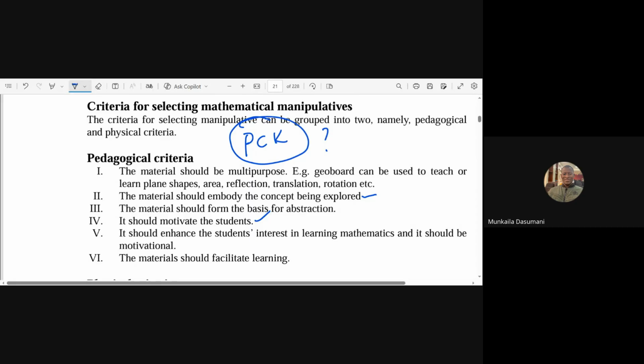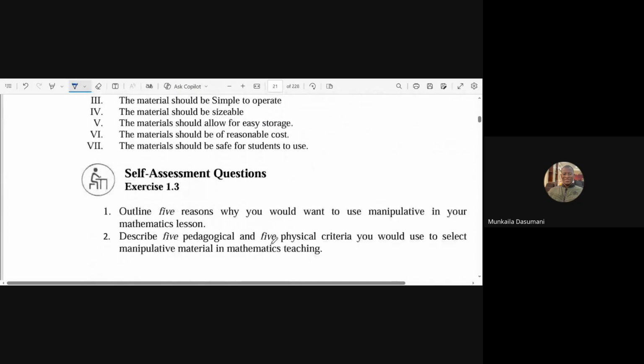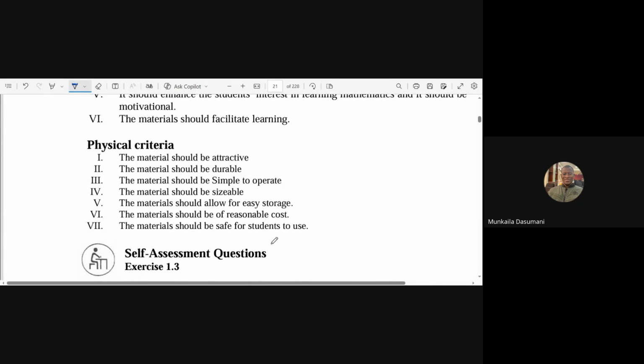And the materials should facilitate learning. It should facilitate learning. That should improve learning, because the goal is to improve learning. Now, you buy or you purchase an expensive one, or the school buys it for you, you waste time to prepare as a teacher. And if it's not helping in learning, then there's no need to use that manipulative. Therefore, it should facilitate learning. That's the pedagogy aspect.